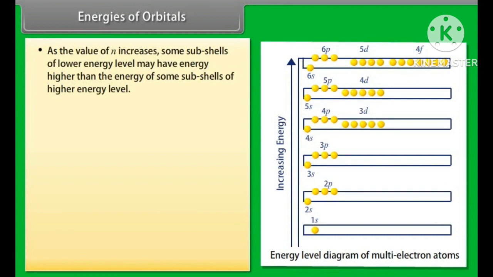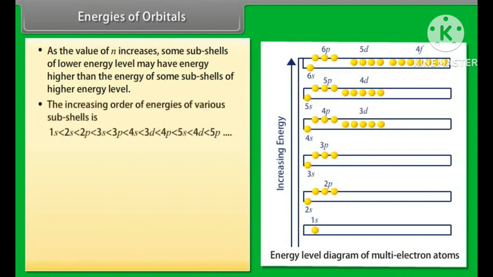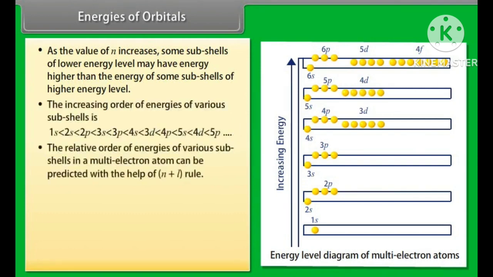Number 3, as the value of n increases, some subshells of lower energy level may have energy higher than the energy of some subshells of higher energy level. Number 4, the increasing order of energies of various subshells is: the relative order of energies of various subshells in a multi-electron atom can be predicted with the help of the n plus l rule.